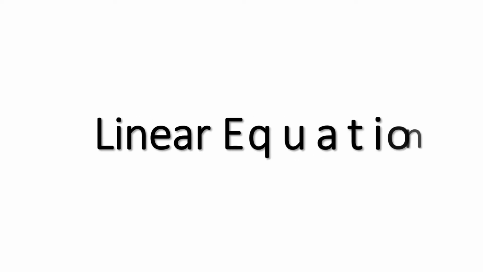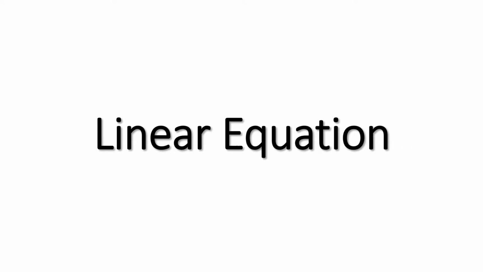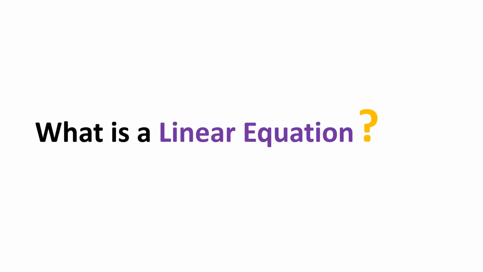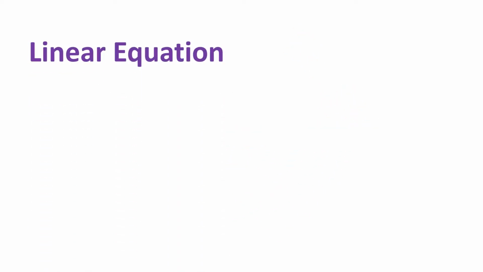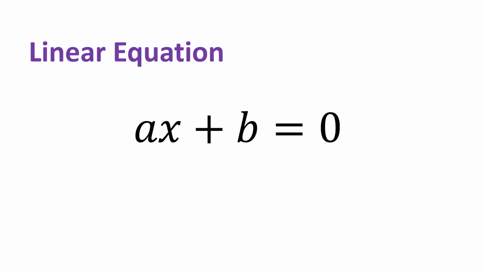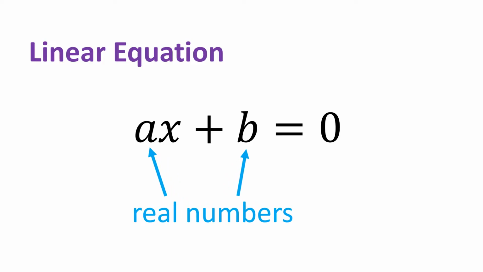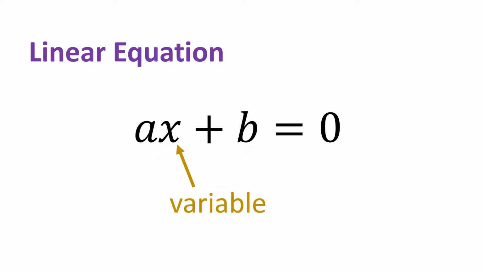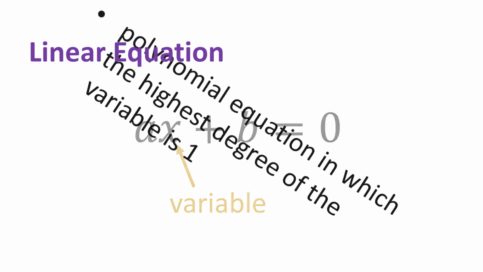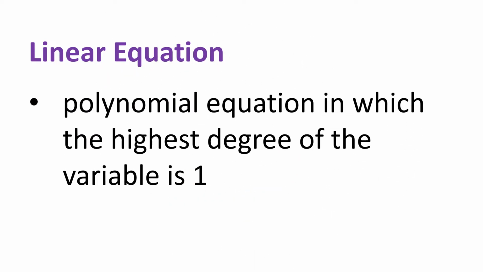In this video, we will learn what is a linear equation and how to solve linear equations. Now, what is a linear equation? A linear equation in one variable is an equation of the form ax plus b equals 0, where a and b are real numbers and x is a variable. In other words, a linear equation is a polynomial equation in which the highest degree of the variable is 1.